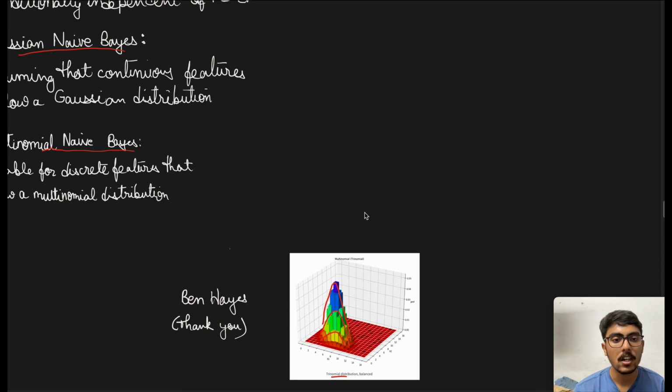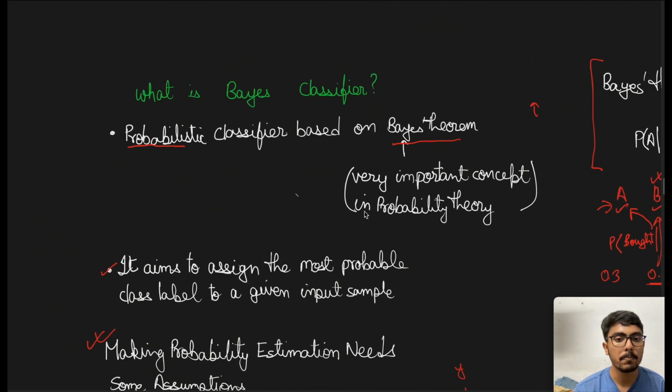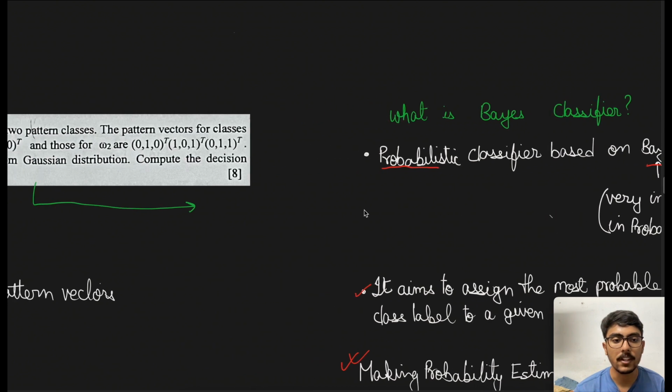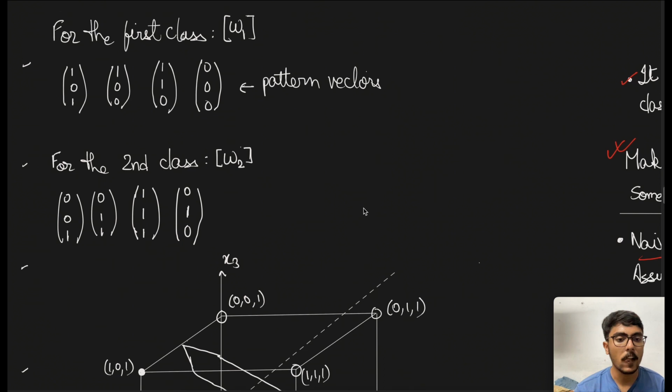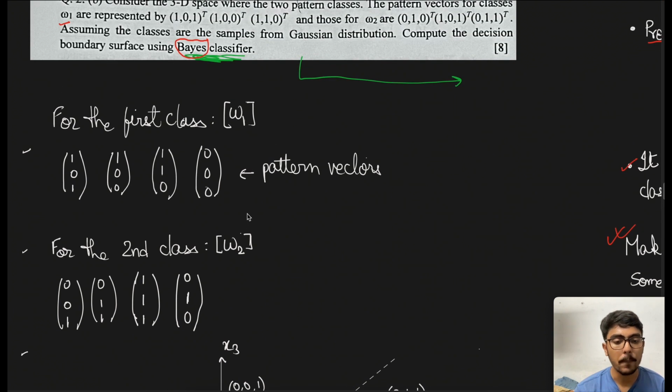Perfect. This was the Bayes classifier. Now we come to the actual problem. It says that we are given these two classes, right? Let us now plot these two into the grid so that we get an understanding of how they are located in a 3D space.